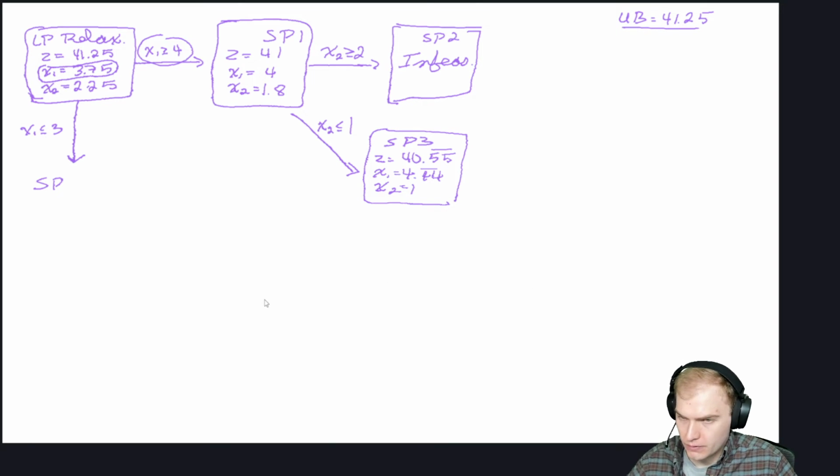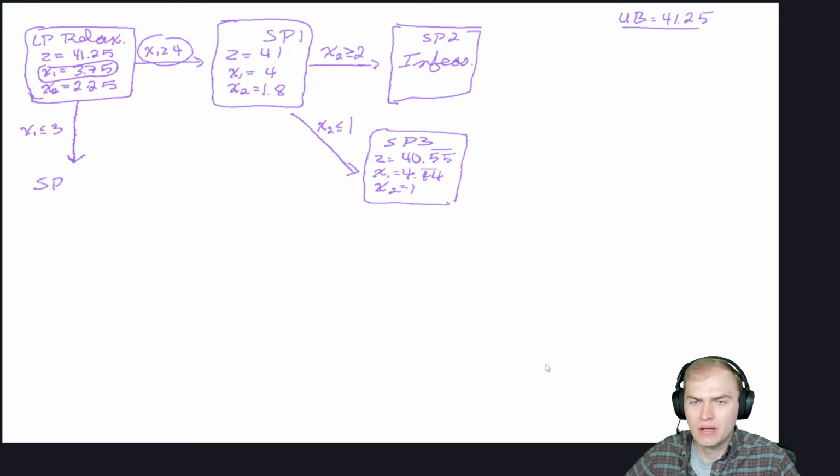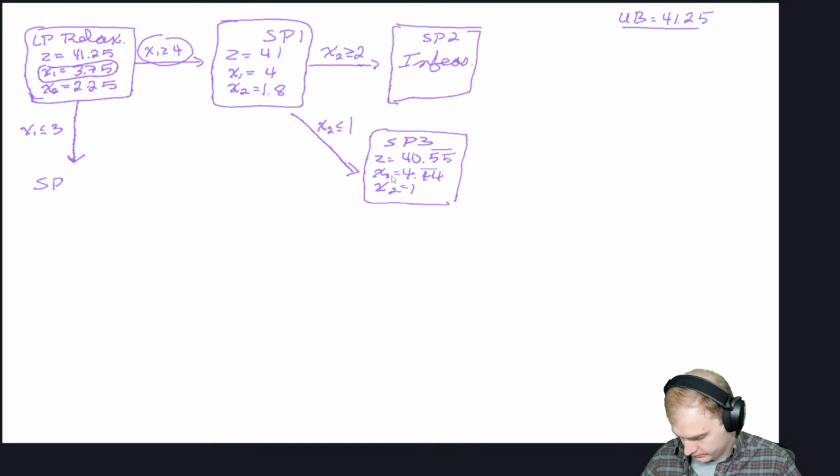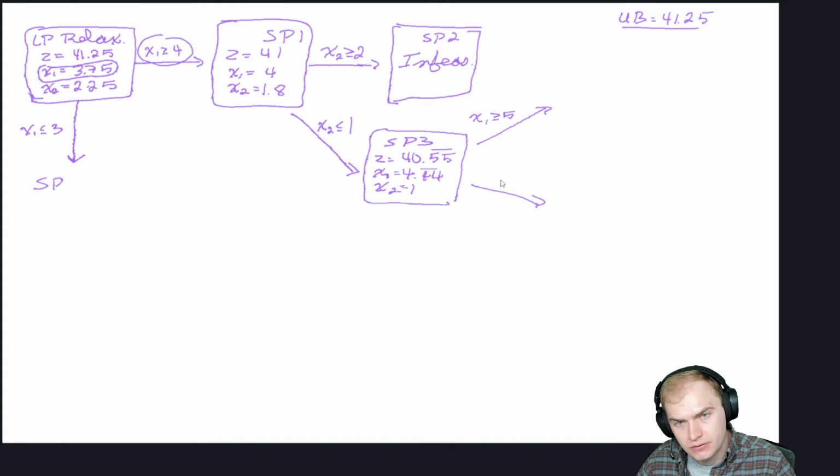Well, now, yes, that's right. Now, we again have the problem of X1 not being an integer. So we have to branch again on X1. X1 greater than or equal to 5. X1 less than or equal to 4.